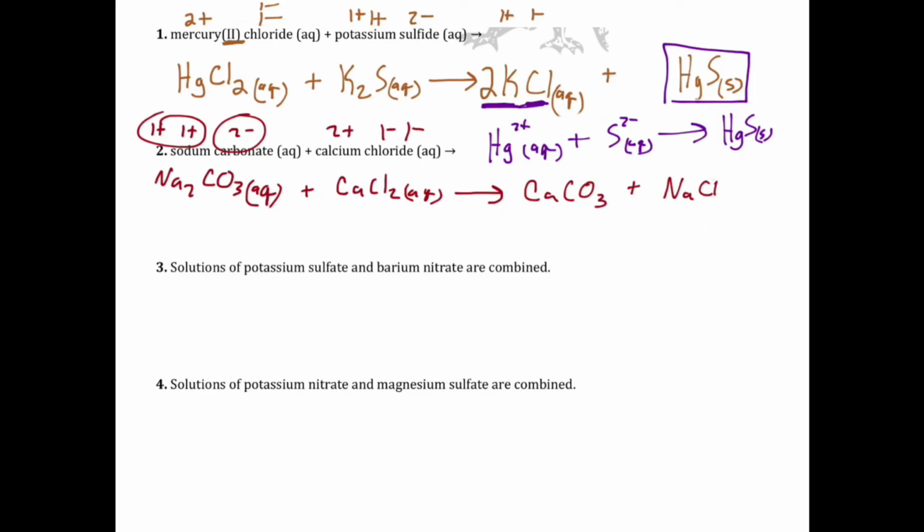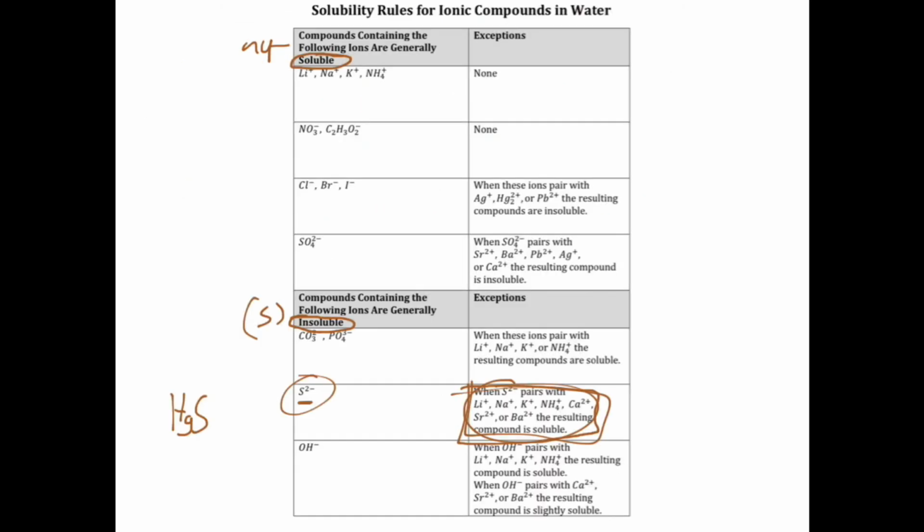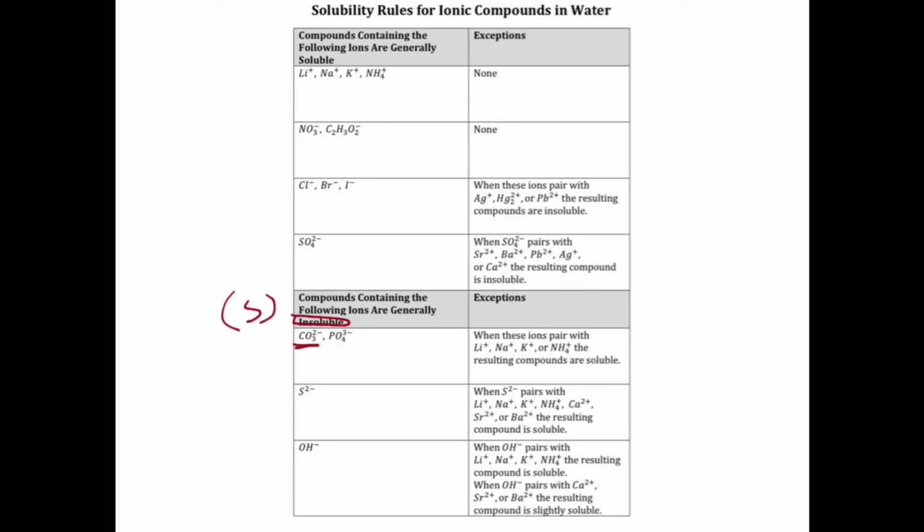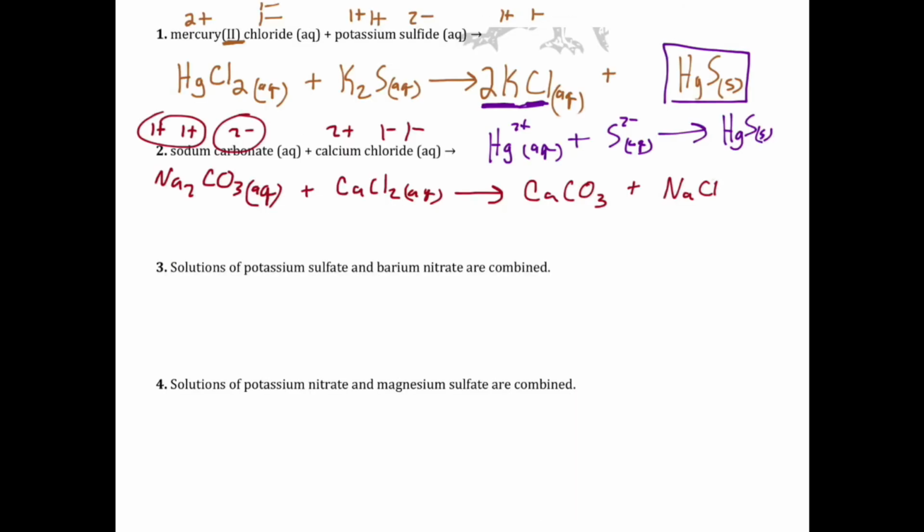So what we need to do is look at our solubility rules to determine if this is an aqueous or solid compound, and then the same thing with this. So let's take a look. Here's carbonate. And notice how carbonate is insoluble, which means that it is a solid unless it's with one of those. Now the carbonate happens to be with calcium, which is not an exception, so that means it's solid. So this is our solid.